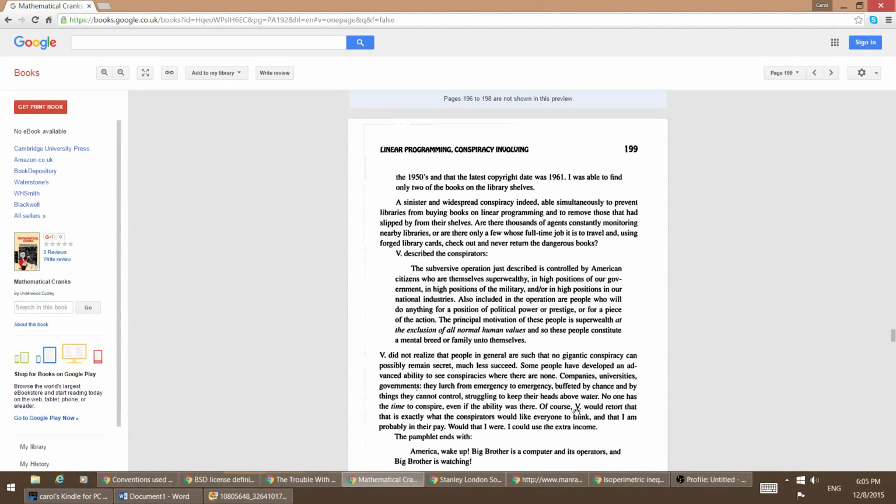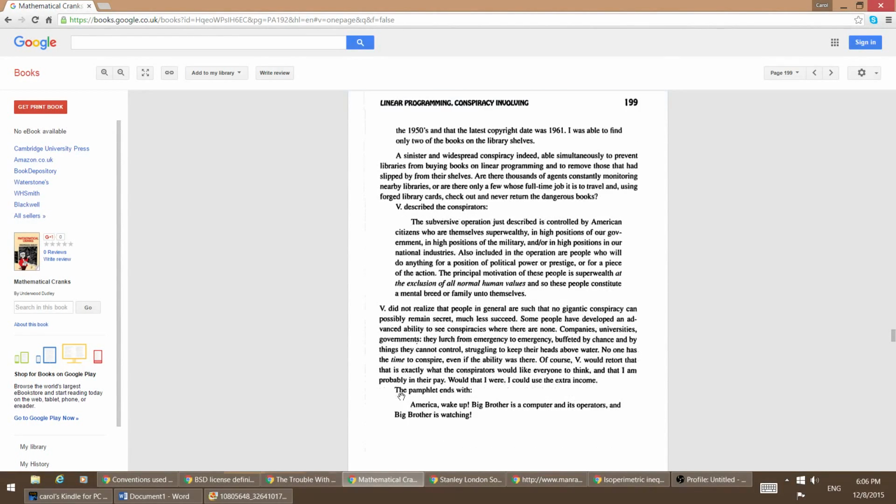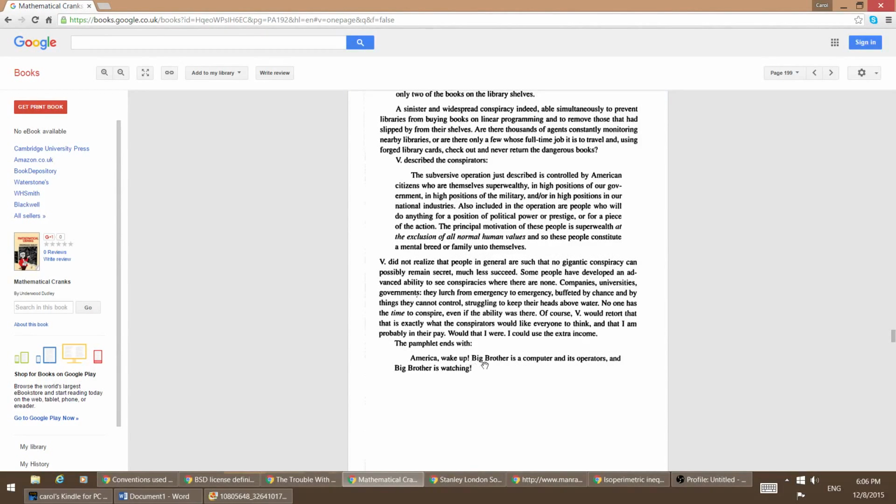Of course, B would retort that that is exactly what the conspirators would like everyone to think, and that I am probably in their pay. Would that I were. I could use the extra income. The pamphlet ends with, America, wake up. Big Brother is a computer and its operators, and Big Brother is watching.